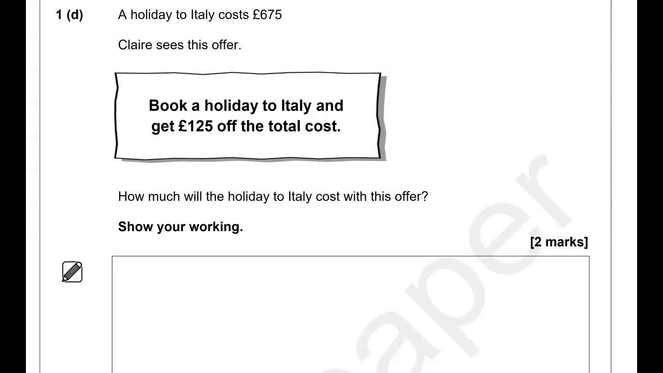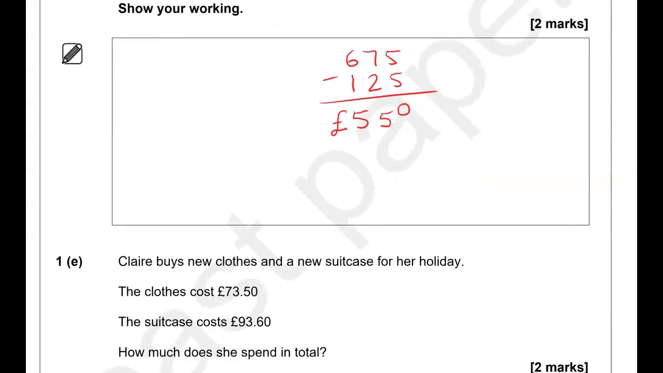A holiday to Italy costs £675. Claire sees this offer. Book a holiday to Italy and get £125 off the total cost. How much will the holiday to Italy cost with this offer? So we're going to have to take away 125 from 675. 5 take away 5 gives us 0. 7 take away 2 gives us 5. 6 take away 1 gives us 5. So that's the cost after the discount.